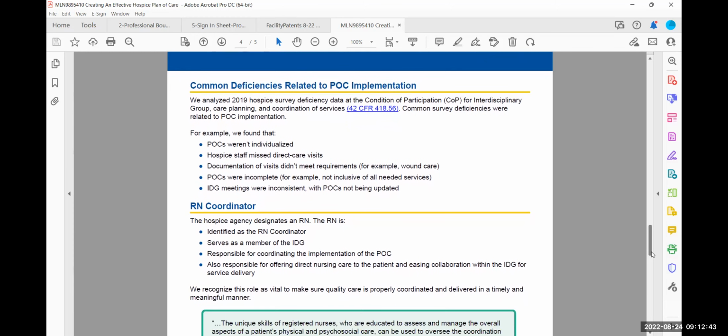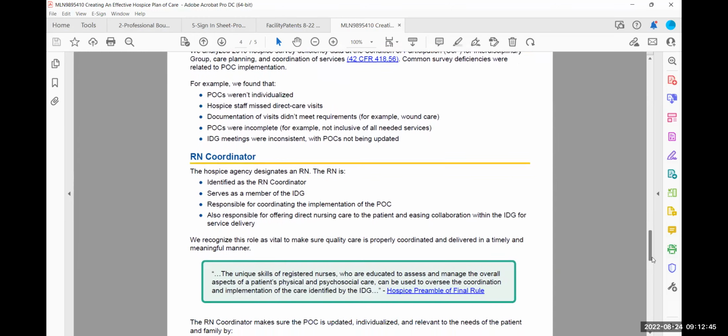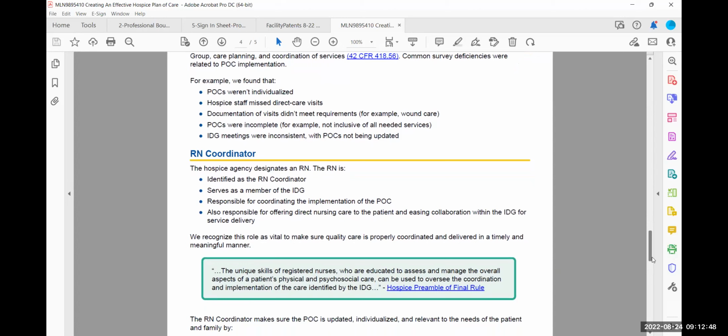The RN coordinator, RN case manager, okay, designates an RN. The RN is the coordinator, member of the IDG, responsible for coordinating the implementation of the plan of care, right? So the case manager or coordinator, the RN, is in charge of making sure that everyone, all the members of the team, are collaboratively working together to get the patient and their family what they need.